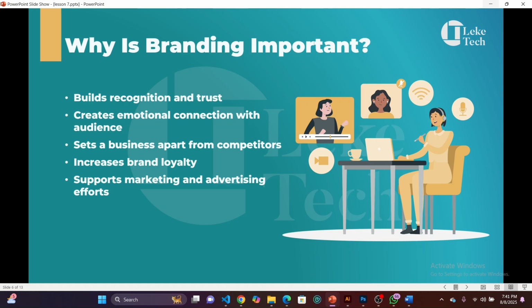And for that emotional connection to be created, there must be a sort of branding of the company, which entails all those things we talked about: the logo, the colors, the communication.